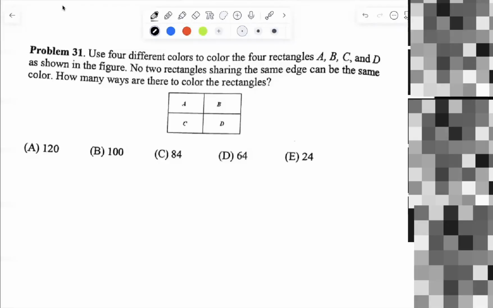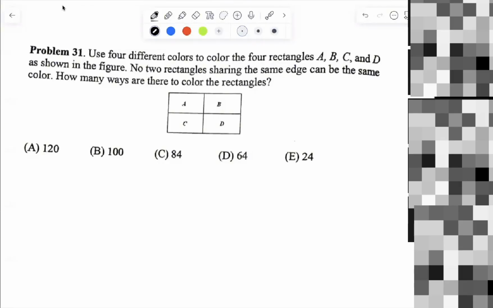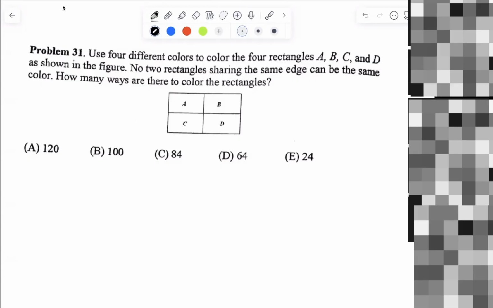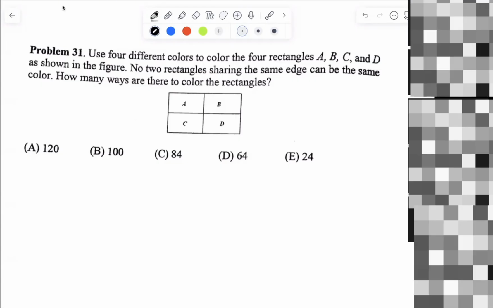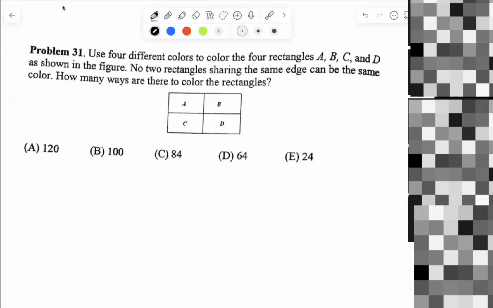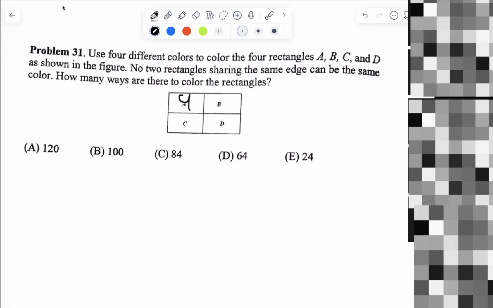Alright, guys, let's get started with this question. So we have four different colors to color these rectangles, and no two rectangles can share the same color. How many ways can there be to color the rectangles? Now let's start with A. A has four choices. Okay?